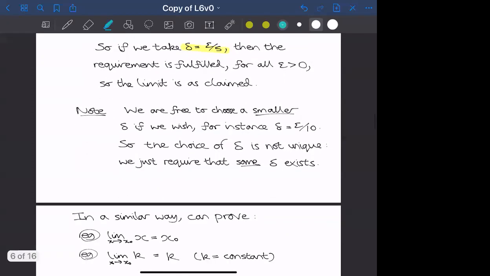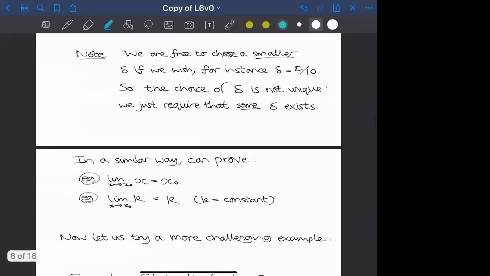Okay, so the same sort of argument, but simpler. We get that the limit of x as x goes to x0 is x0, which we said last time. And the limit of k, a constant, as x goes to x0 is that same constant k. So you could use that to check that the definition works.